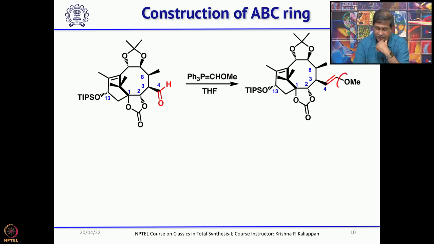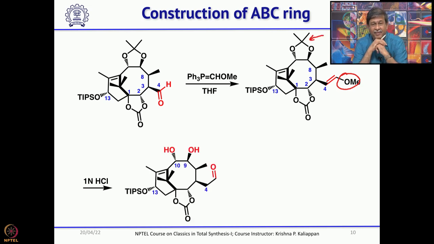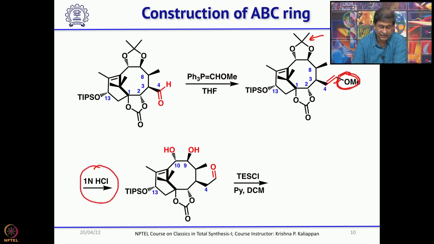Normally you get a mixture of cis and trans isomers, but it does not matter, because once you hydrolyze this, you are going to get the aldehyde. So one normal HCl, a dilute treatment, hydrolyzes the enol ether, and you get the corresponding aldehyde. Now you can see you have introduced one extra carbon. The hydrolysis of the enol ether as well as the removal of the acetonide took place when you treat with one normal HCl. So you got CH2CHO and the diol.